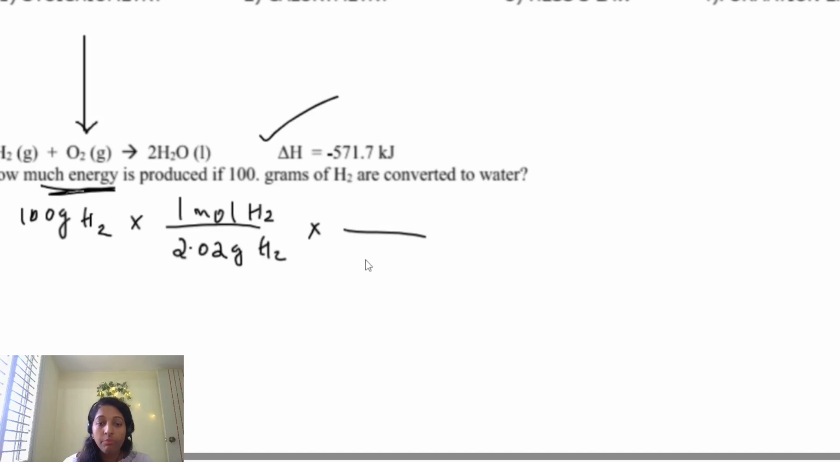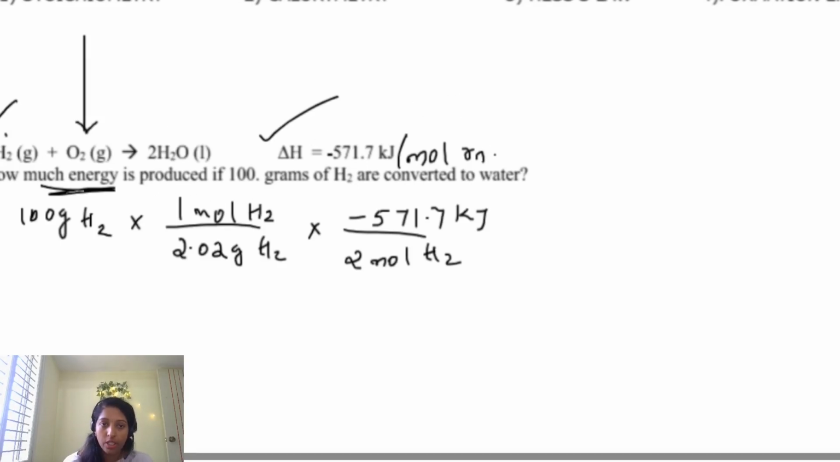Then you need to cancel the moles of hydrogen. See the relationship: one balanced reaction contains 2 moles of hydrogen, but the energy is minus 571.7 kilojoules. That's why I told you the delta H unit is kilojoule per mole reaction. Per mole reaction means for one balanced reaction. So here one balanced reaction involves 2 moles of hydrogen, so you have to relate 2 moles of hydrogen with the minus 571.7 kilojoules.